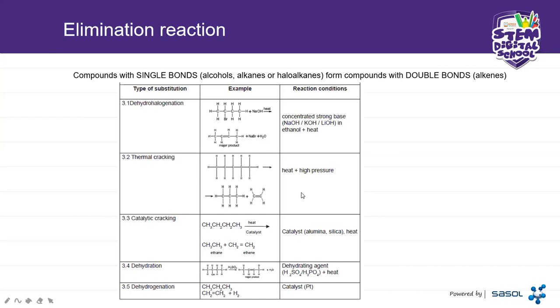Remember we had before on our addition reaction, we had hydrogenation, hydrohalogenation, and hydration. In this case now, everything is going to be in reverse. So now we're going to have dehydrohalogenation. Let me just get a marker so that I can highlight.